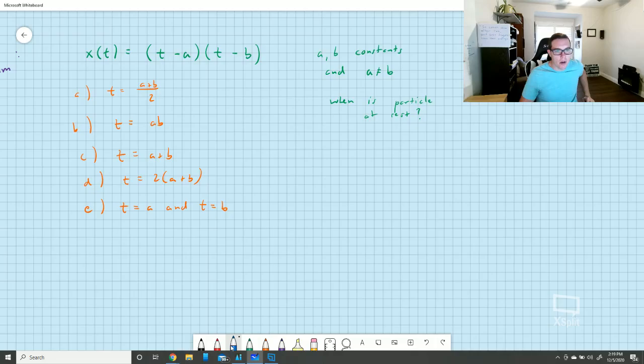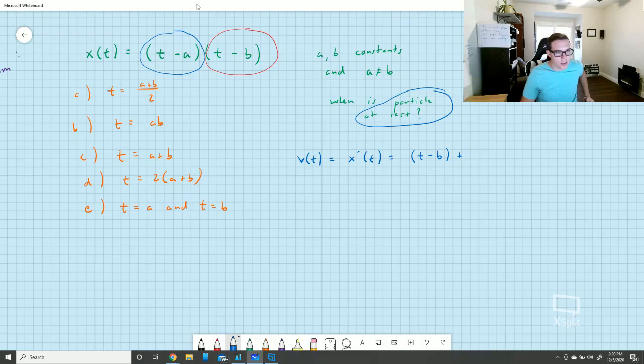It's asking about particle at rest. That means I need a derivative. I need to find the velocity. So the velocity, as we know, is the derivative of position. I'm going to do product rule. So there's your first function, there's your second function. Derivative of the first: a is just a number, so the derivative of a number is 0. So the derivative of this first one is just 1 times the second, so times t minus b, plus derivative of the second, which is 1 times original first.